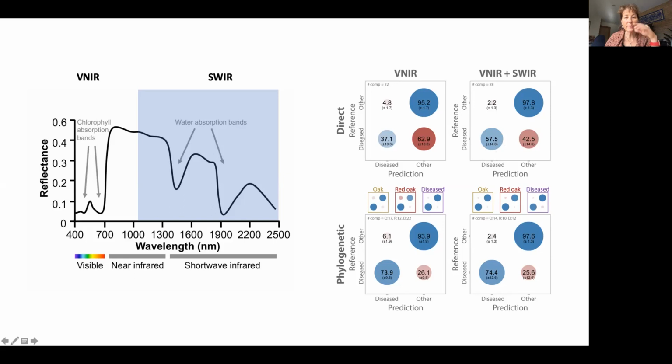but still this accuracy is not as high as we'd want it. When we do this stepwise approach where we first look for oaks, then ask is it a red oak, then is it diseased, now we have pretty high accuracies in detecting the disease, and somewhat higher when we use the shortwave infrared. So this is what we're finding at this point.